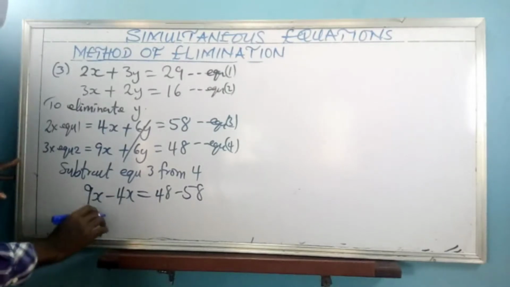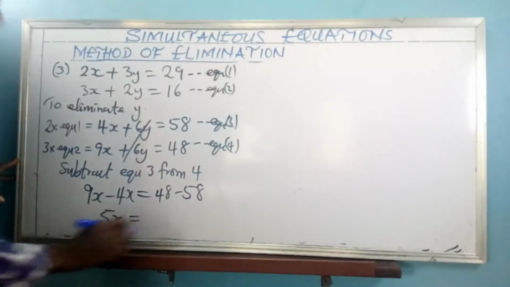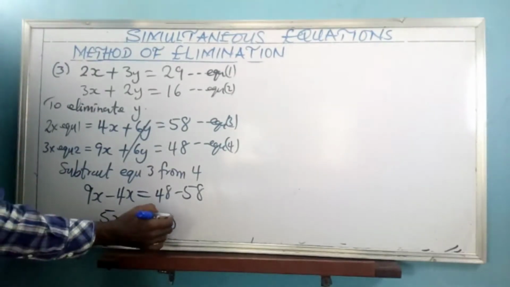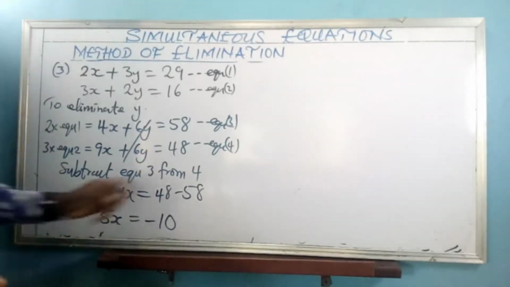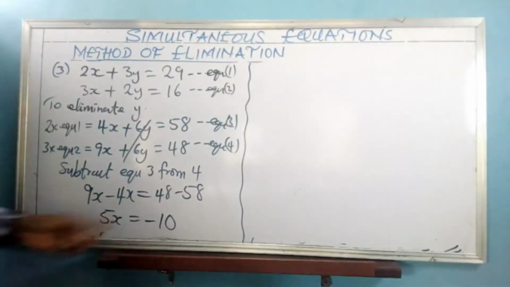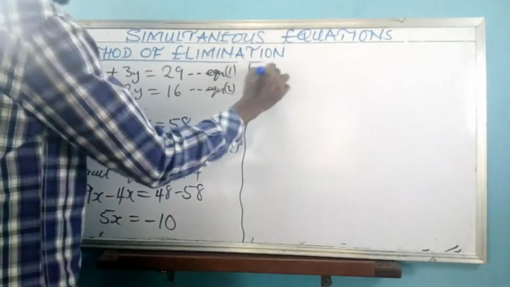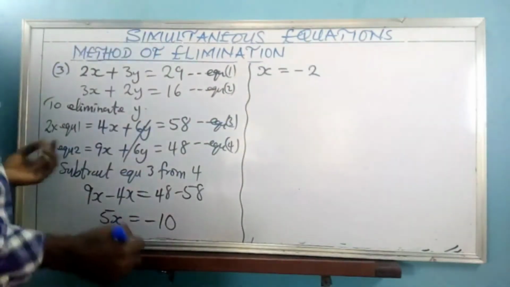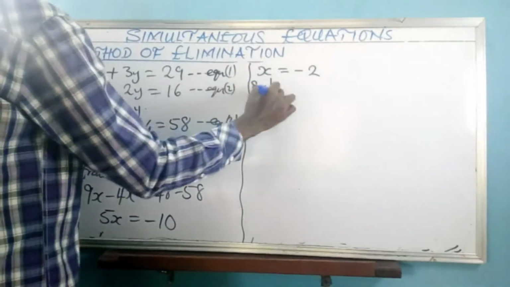So let's look at this one now. We have 5x is equal to, when you subtract this one, you're going to have minus 10. That's very good. That's the answer of it, minus 10. Okay, so let's continue. When we have minus 10 on that side, when we divide both sides by 5, we're going to have our x is equal to minus 2. Do you see that?